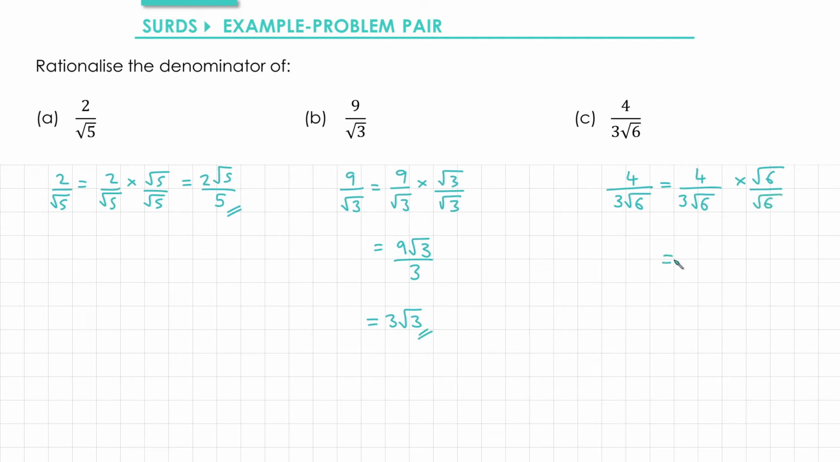On the top, I get 4 times root 6, which I can write as 4 root 6. On the bottom, root 6 times root 6 gives me 6, and then multiplied by the 3 gives me 18. However, 4 over 18 can be cancelled down, so my final answer, dividing top and bottom by 2, gives me 2 root 6 over 9.